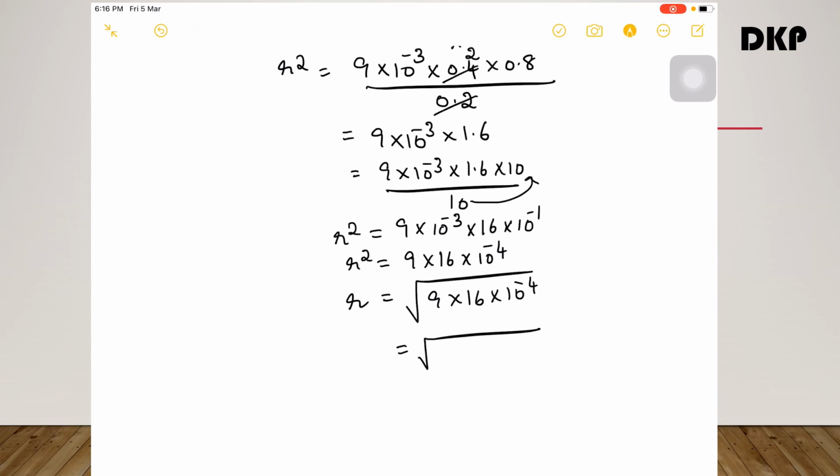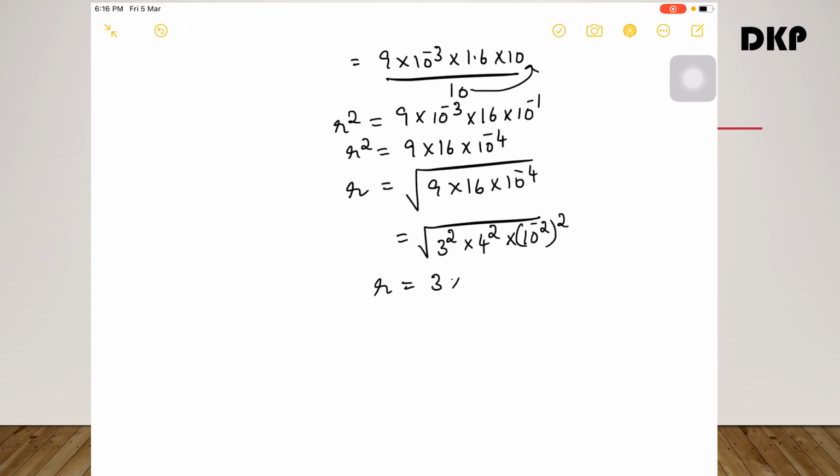Before removing this root, I can write 9 as 3 square, 16 as 4 square, and 10 to the power of minus 4 as 10 to the power of minus 2 the whole square. Now we can remove this root so that you can write it as 3 into 4 into 10 to the power of minus 2, which is equal to 12 into 10 to the power of minus 2, which is 0.12. This is in meter. R is equal to 0.12 meter.